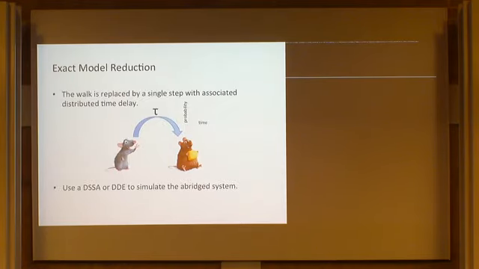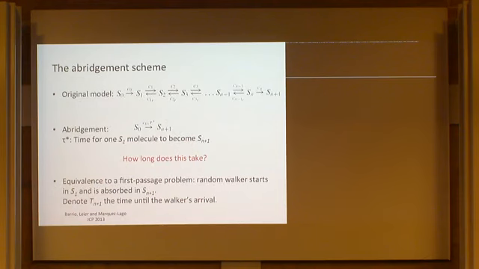And what we want to do is, instead of simulating the individual steps, we are just interested in the first and the last state, not in whatever happens on the way. So we associate a delay with this process, and we obviously have to draw from a certain distribution. And then we use either a DSSA or also a delay differential equation, but not with a constant, but with a distributed delay, to simulate or to solve the abridged system.